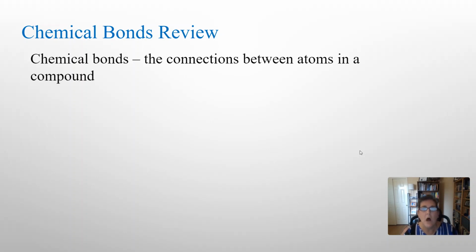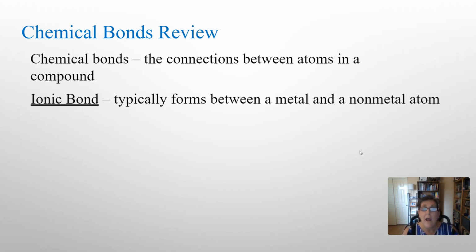Now, chemical bonds hold atoms together in a compound. They are the connections between the atoms in a molecule or a compound. We have ionic bonds, which typically form between a metal and a nonmetal. So remember, metals are on the left side of your periodic table, and there's mostly metals in the table. Nonmetals are the elements on the right side of the stair-steppy line in your periodic table.